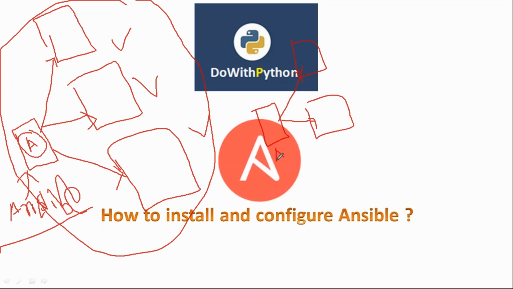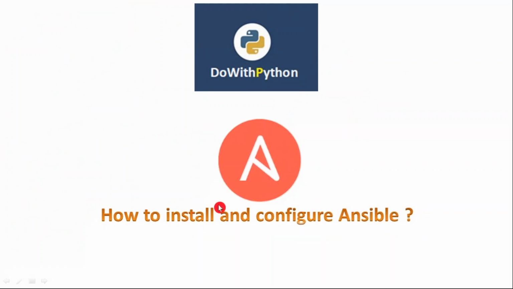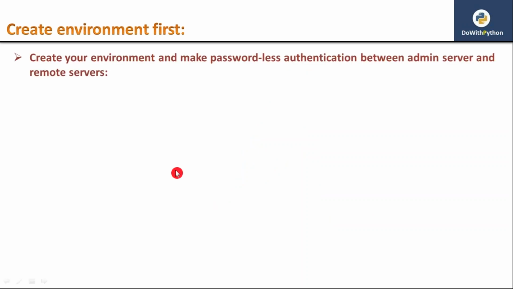Just assume this is the admin server and these are remote servers. You have to provide passwordless authentication from your admin server to the remote servers. That is your environment. Once you have this environment, you can install Ansible on the admin server and configure it. Now let me start. First I want to create my environment, which is nothing but making passwordless authentication between your admin server and remote servers.